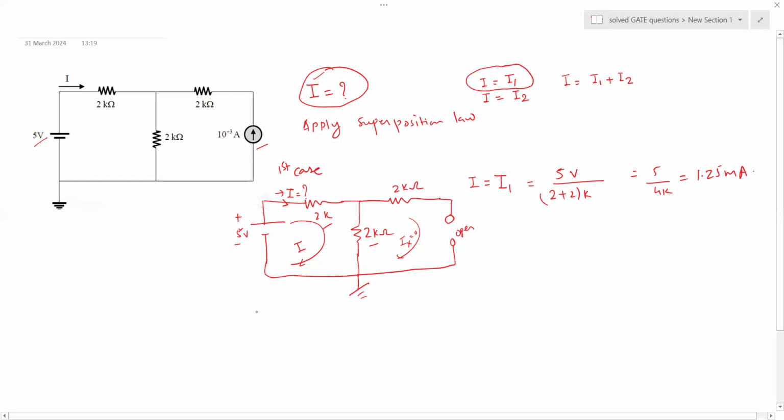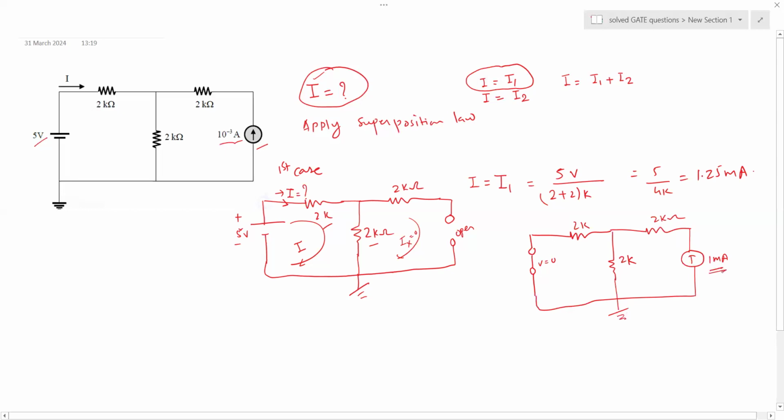Now, in the second case, we can draw the circuit. Here, this voltage source is removed, which means there is no voltage, so V is equal to 0 here. However, I have this 2 kilo ohm, then this 2 kilo ohm again present here, and this 2 kilo ohm here. And now the current source of 1 milliampere, remember 1 milliampere is 10 to the power minus 3 ampere, is active in the circuit. And this is your ground.